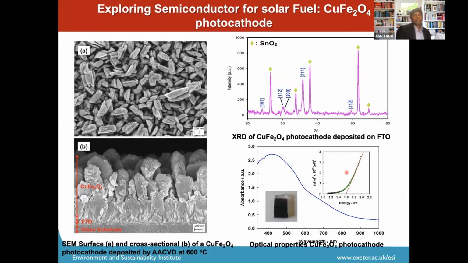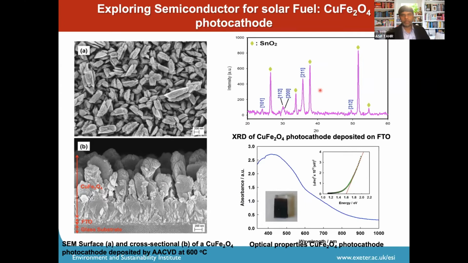And then we looked at another, copper ferrite, as a photocathode for photoelectrochemical water splitting, and you can see that the film deposited by aerosol-assisted chemical vapor deposition has a well-oriented nanostructure, and particles are grown directly from the substrate to the top, which provides enough space for the electrolyte to penetrate in and take the electrons to generate hydrogen from these materials.